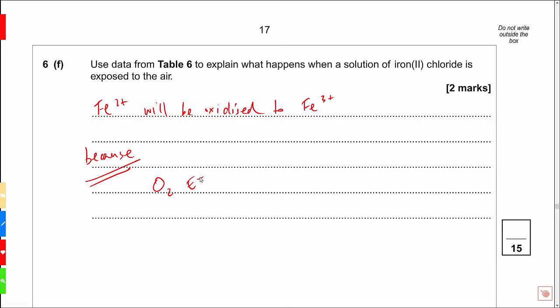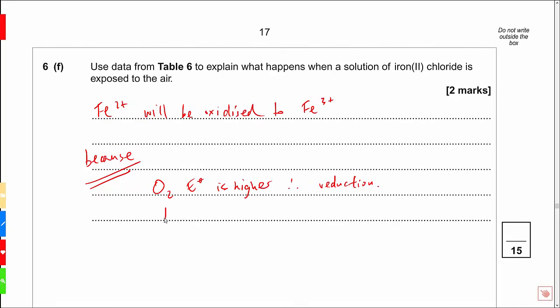Because the O2 electrode potential is higher than the Fe2+ electrode potential. Therefore reduction. Perhaps we wouldn't even bother with that actually. There we go. So Fe2+ will be oxidized to Fe3+ because the O2 electrode potential is higher than that. Therefore, reduction will take place at the oxygen portion, and the Fe2+ therefore must undergo oxidation. Did I say reduction there? Yeah, reduction takes place at the oxygen to water, and the Fe2+ will be oxidized to Fe3+.